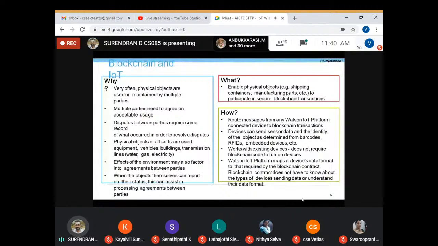Now here, the IBM platform maps the device's data format required by the blockchain contract. The data that comes from the device is taken as a contract. So the blockchain contract does not have to know about the type of devices sending data or understand their data format. At a higher level of hierarchy, you can validate the devices in their contracts also.